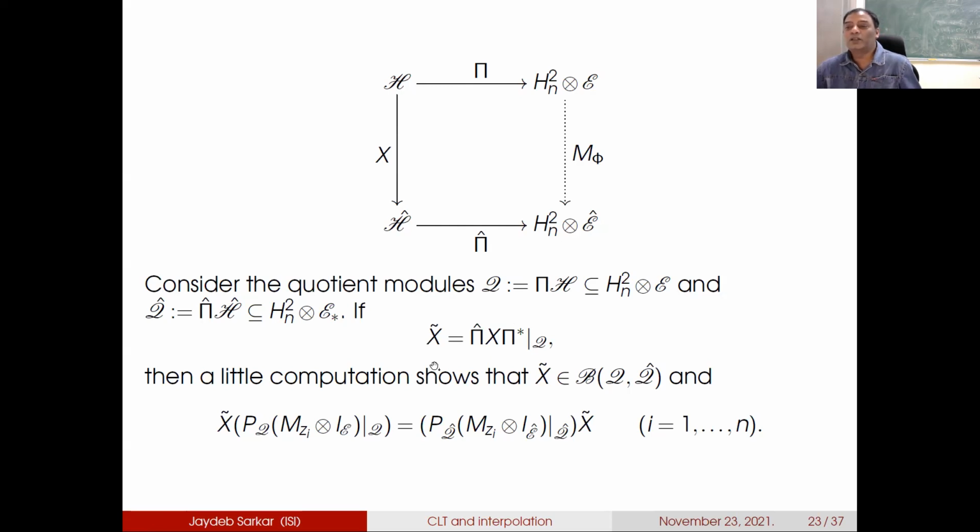And then you look at your X tilde, just go to this Q to Q hat space, let's say. So you define X tilde accordingly. Once you define this, then you have to do some computation, and that would tell you that X tilde is indeed a map from Q to Q hat. And not only that, X tilde intertwines the compression here and the compression here, right? And that's the time you apply the commutant lifting theorem on the H2N.